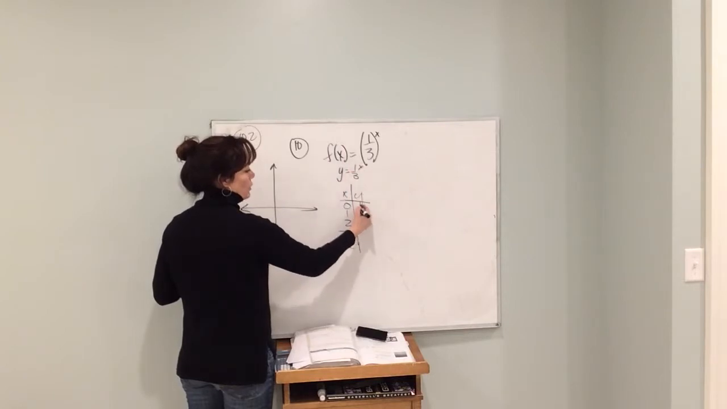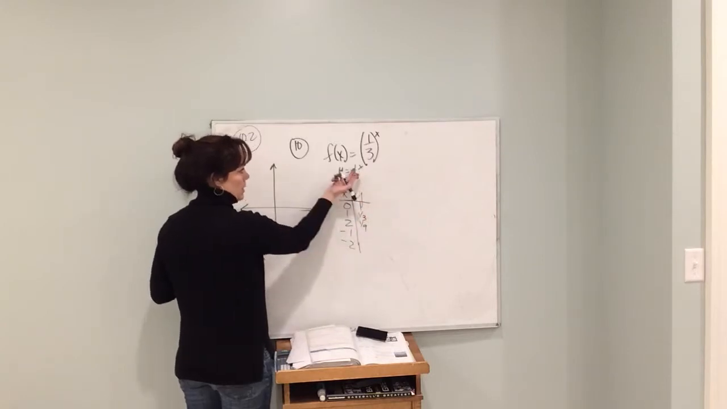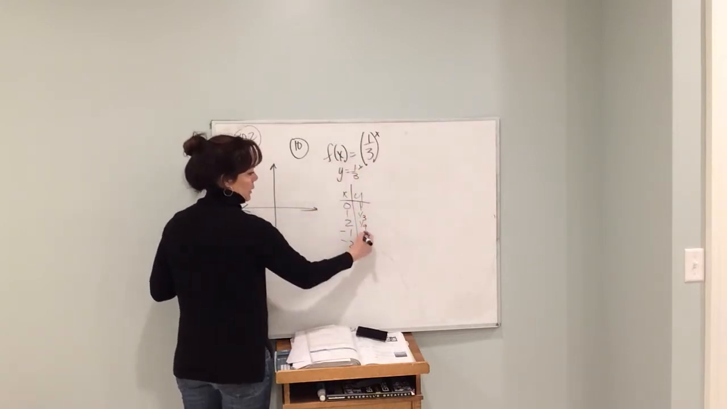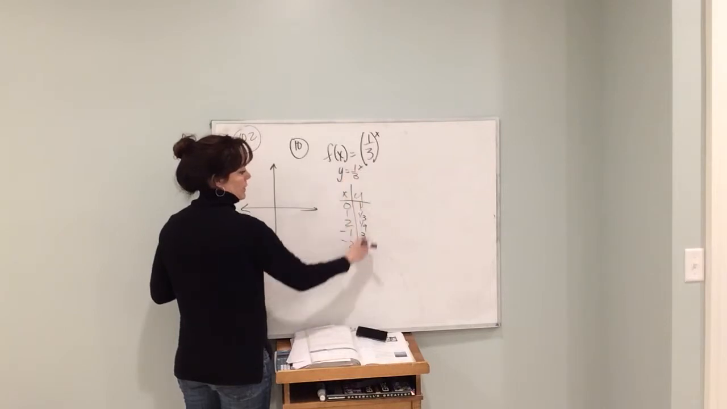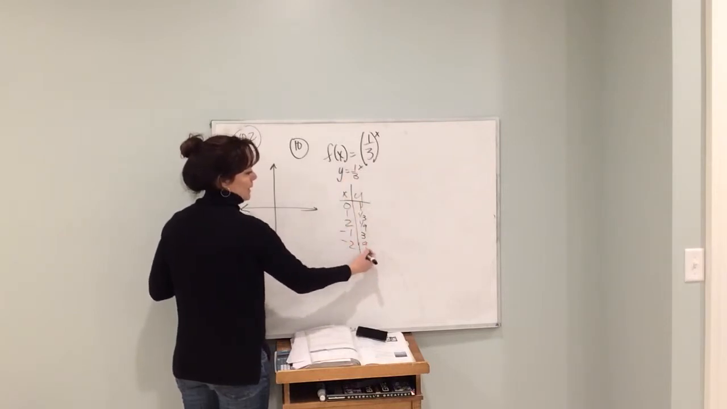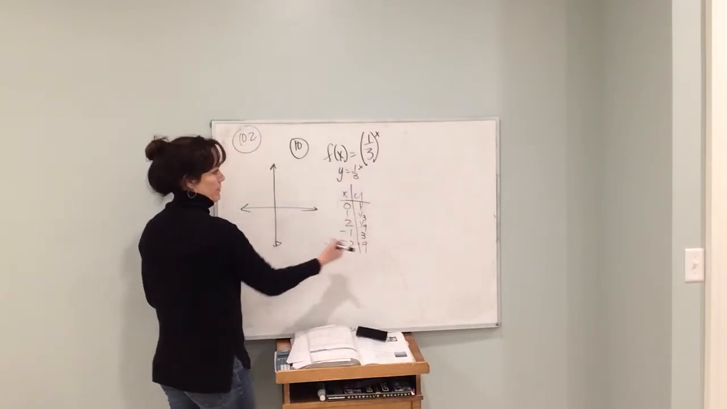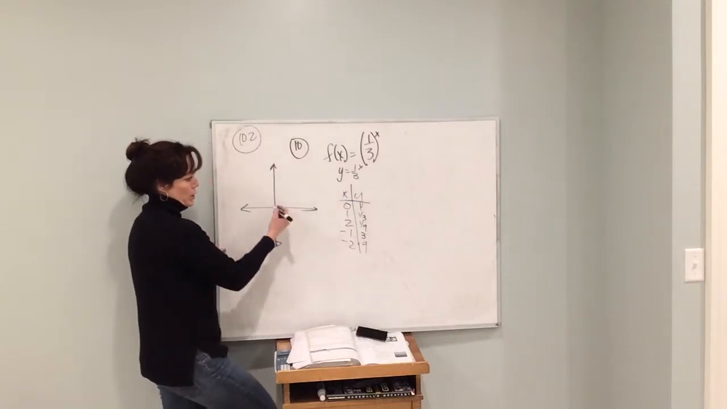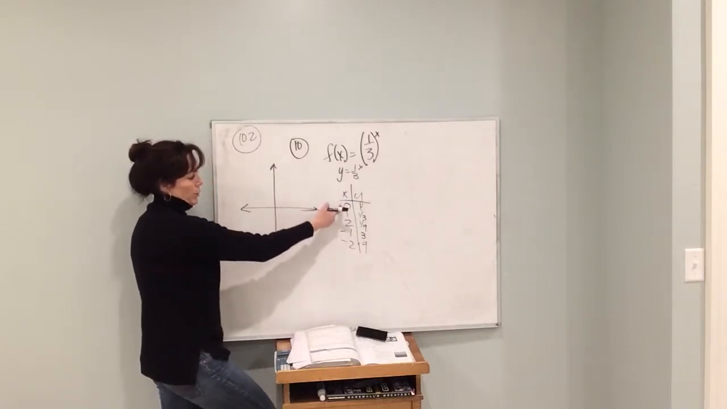By putting in 0, 1/3 to the 0 is 1. 1/3 to the 1 is 1/3. 1/3 squared is 1/9. For -1, 1/3 to the -1 makes that a 3. And 1/3 to the -2 makes that a 9. Now, notice all of these are positive. Okay, that's relevant. So here's our point right here of reference.